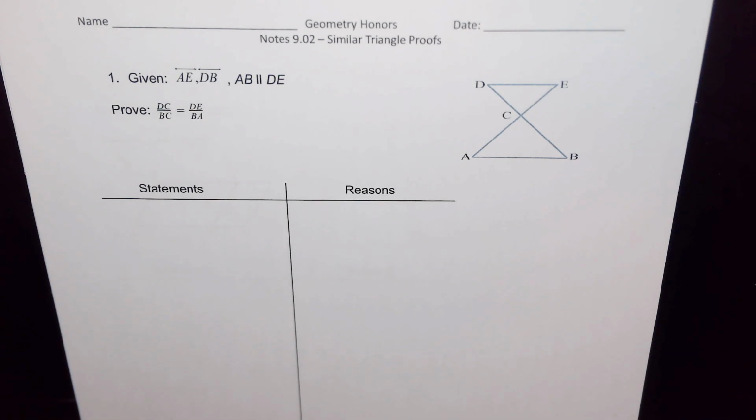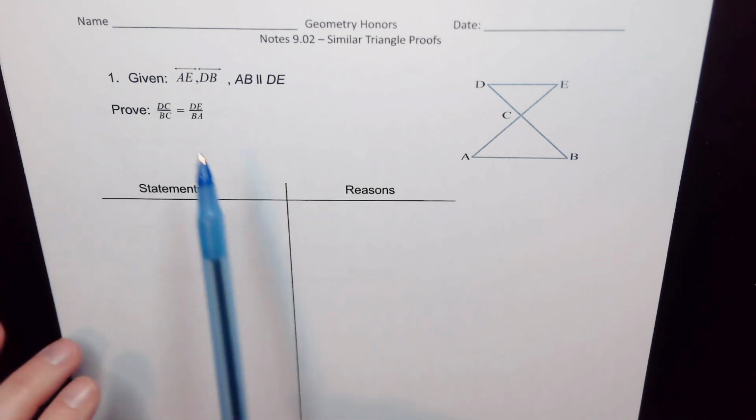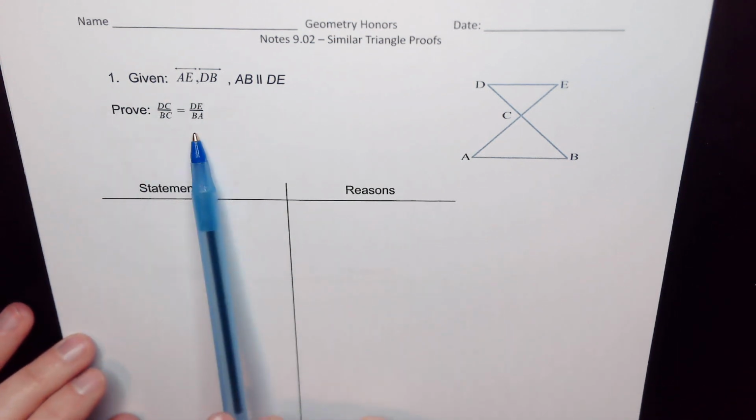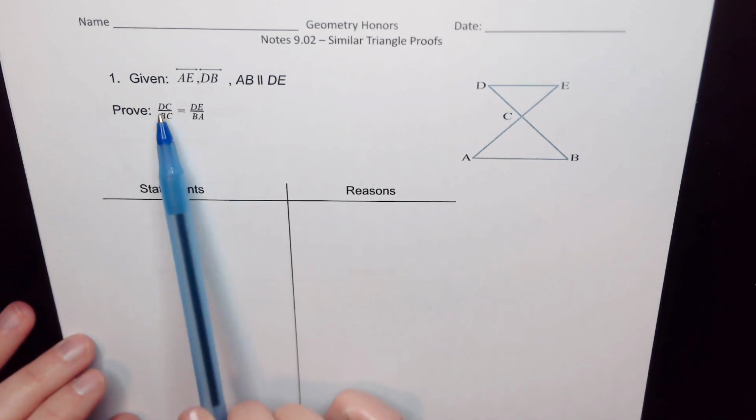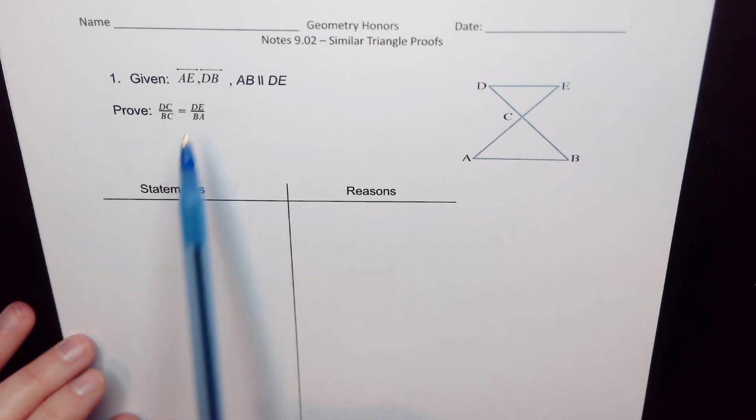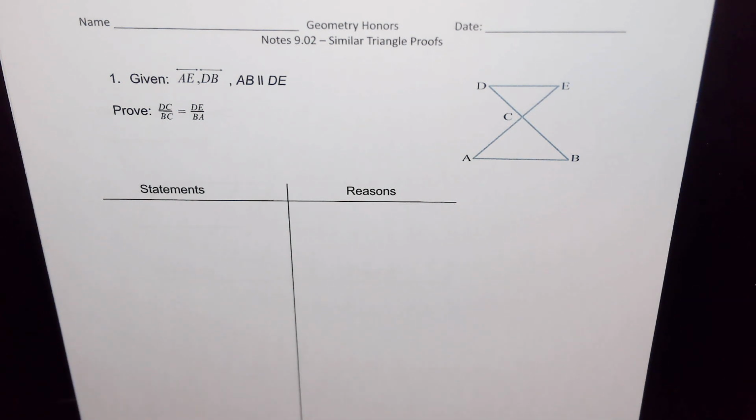All right, we're on Geometry 9.02 notes today, which are on similar triangle proofs. I know your favorite thing. So, with similar triangle proofs, you're going to be looking for a couple different things in your proof statement. So, something like this, where you have a proportion, is one thing. So, we know that when we have similar triangles, our sides are in proportion.